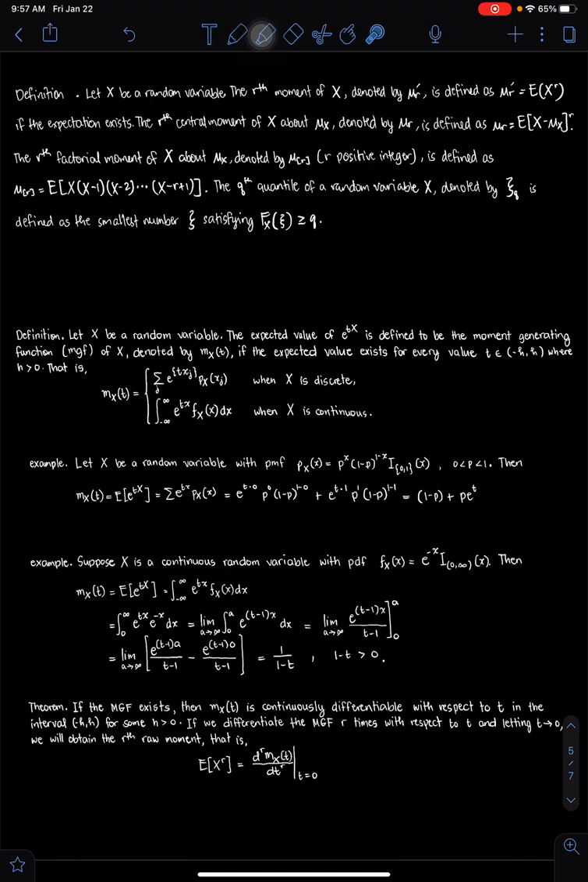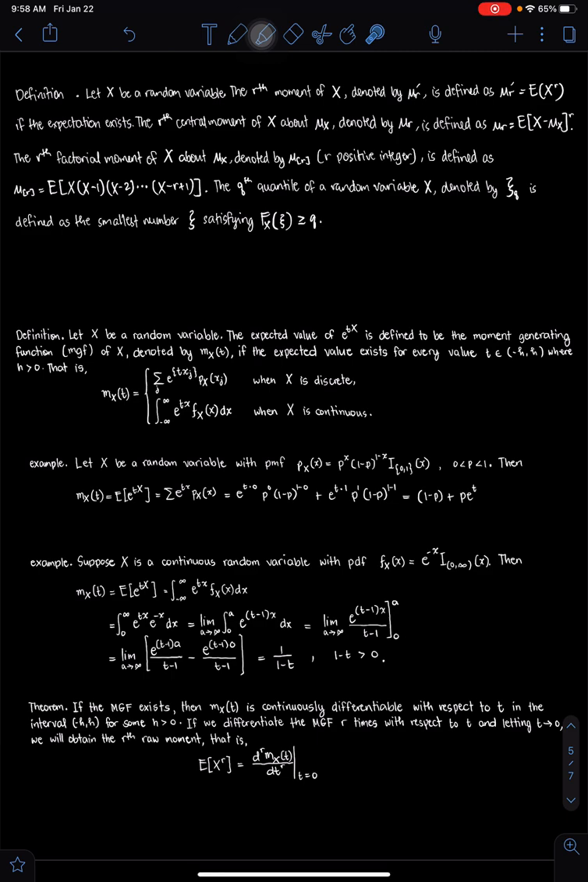Okay, so we have the definition of the rth moment and the rth central moment of a random variable X. We denote by X the random variable. Its rth raw moment is denoted by mu sub r prime and is defined as the expected value of the rth power of the random variable X, or E of X to the power r, provided that the expectation exists.